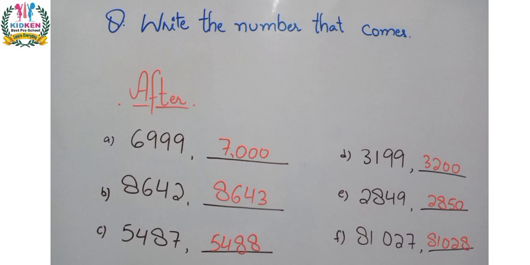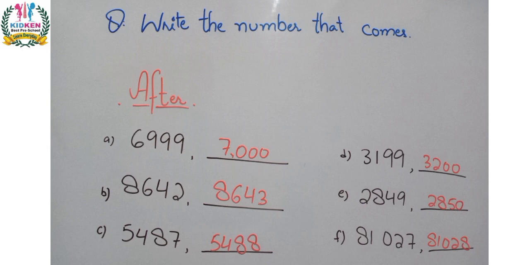The next category of write the number that comes is the after category. In the after category we can simply add 1 to the given number. So our first number is 6999. So simply we can add 1. So the number that comes after is 7000.